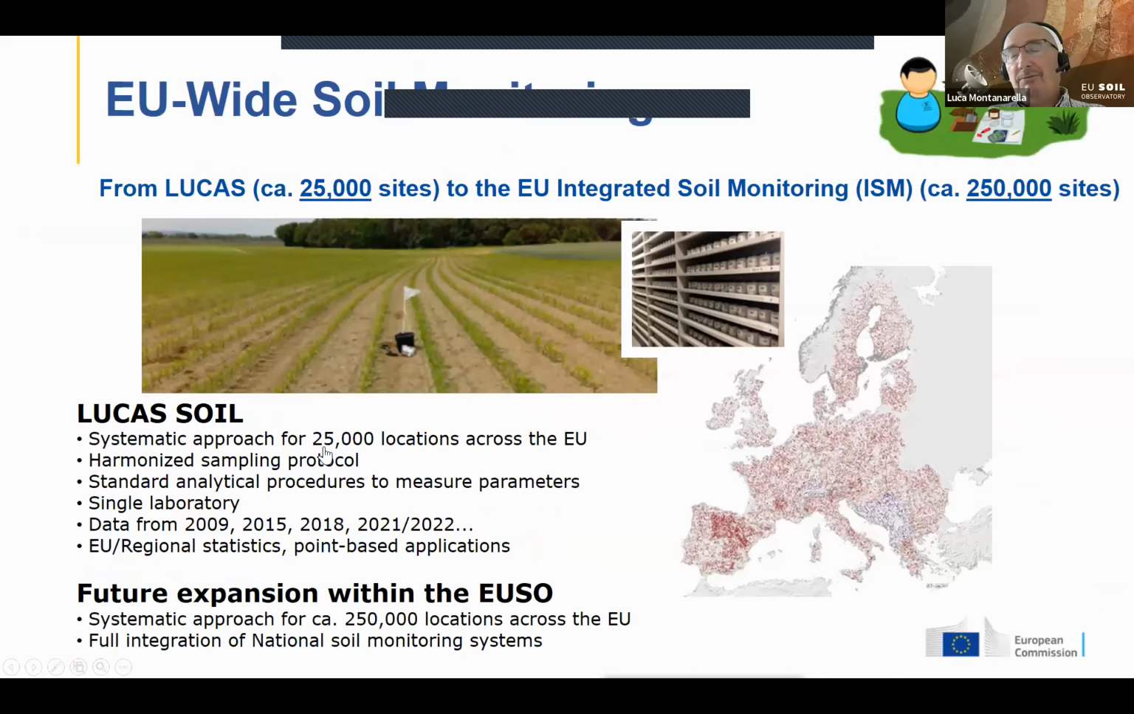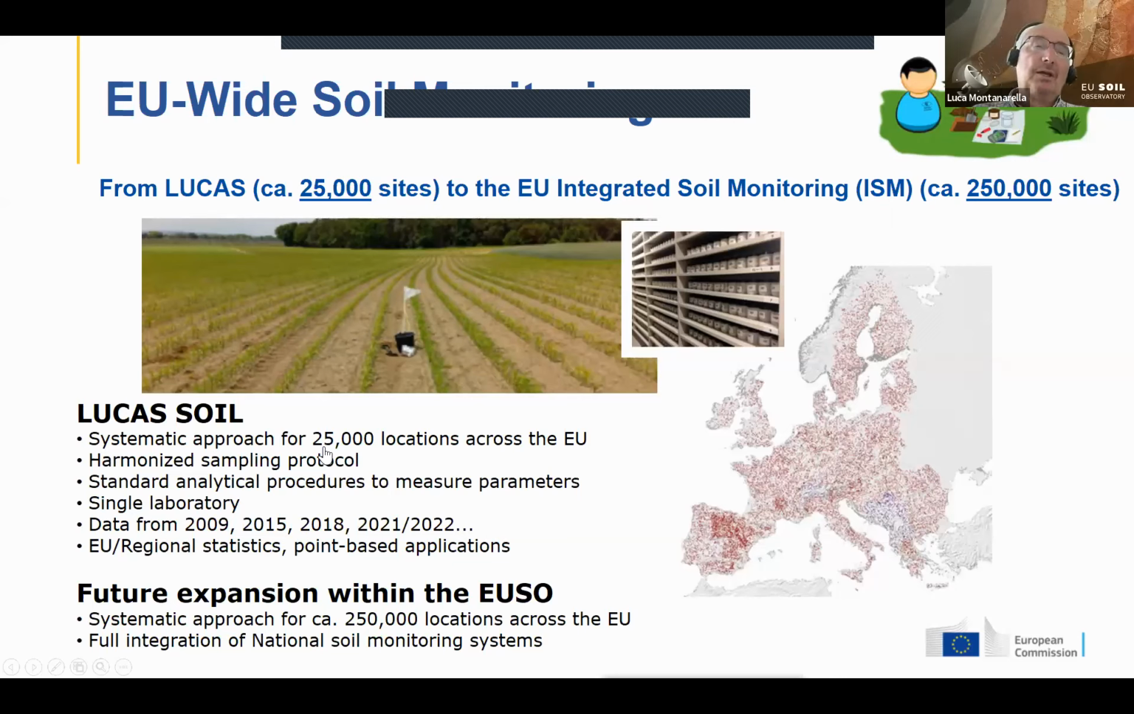Now, let me finally come to the important aspect that all this is only possible if you have a constant flow of solid, measured and harmonized data coming across the EU. And our current tool, as you know, is the LUCAS soil monitoring system based on roughly 25,000 sites across the EU, where surveyors go into the field and take a sample. An important aspect is, of course, that all this goes to a single laboratory, so all samples are analyzed by a single laboratory across the EU.